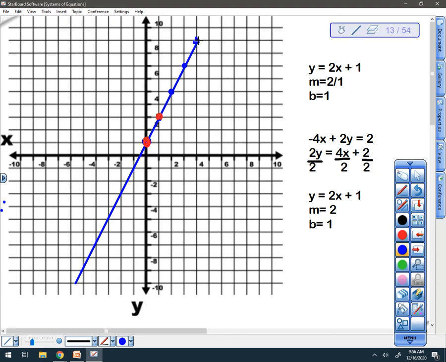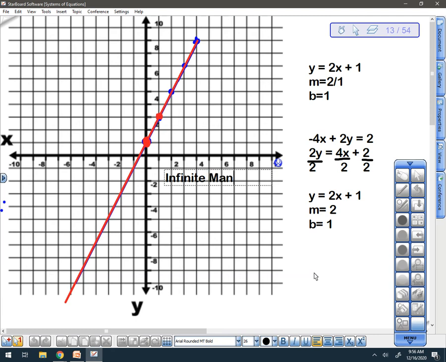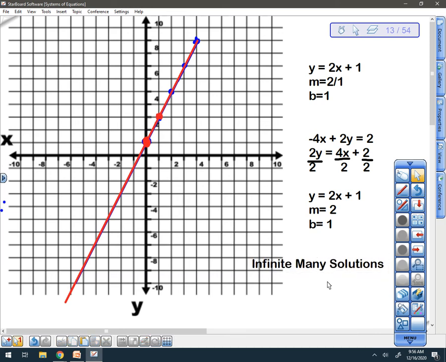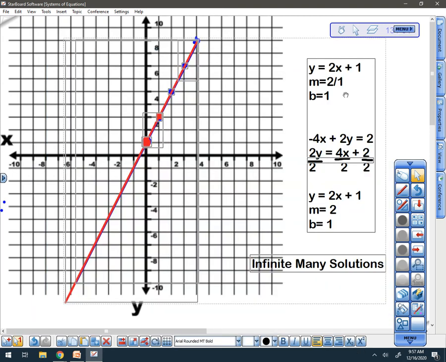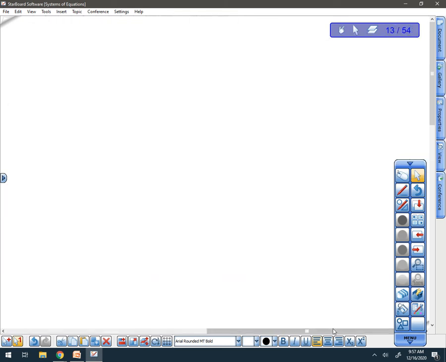And remember from the notes a few minutes ago, if you have the same exact line on top of each other, then that means your answer is infinitely many solutions. Because no matter what, at every single point on this line, they touch. So this is an example of getting infinitely many solutions. You take the two equations, you go to graph them, they make the same exact line, infinite solutions. All right, so we're going to do 2 more. So hang in there with me. We've got 2 more examples to look at, and then we'll be finished.